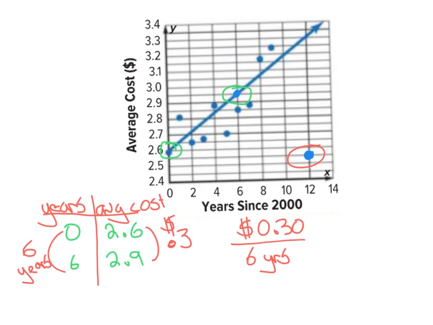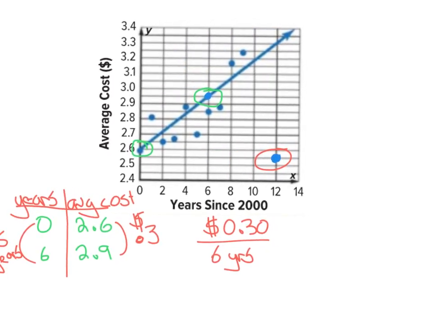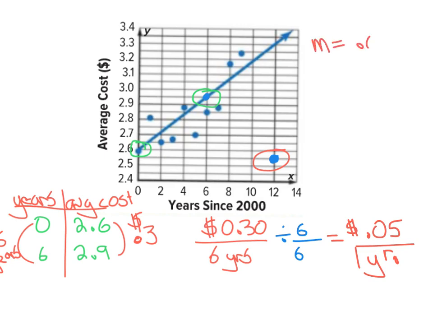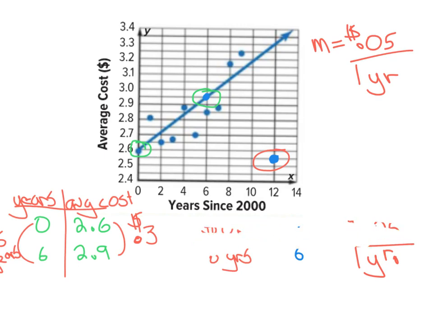Now I want to know what my average cost is per every 1 year. To figure that out, I will divide my numerator and denominator by 6 so that my denominator is 1. If I divide 30 cents by 6, I would get 5 cents. And 6 divided by 6 is 1. So my slope, or my m, is 5 cents per every 1 year. Remember that for slope, we always use the word per.